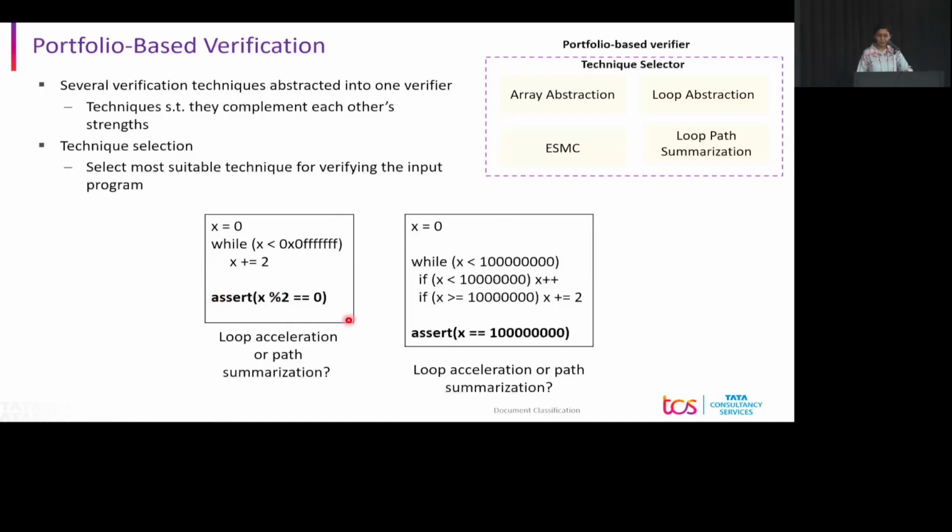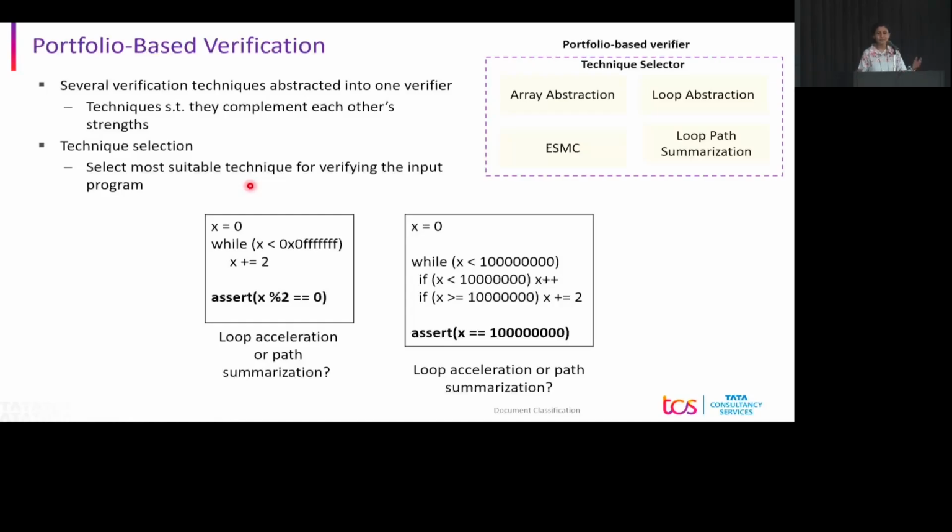And now, whenever you're getting such a program, you have to decide that this doesn't contain arrays, so whether I should apply loop acceleration to it or path summarization. And then there is another program here, and you have to decide whether acceleration or summarization. So that's the thing. Because selecting the right technique is very important. If you select the wrong technique, you will not verify the program. That's the whole thing.